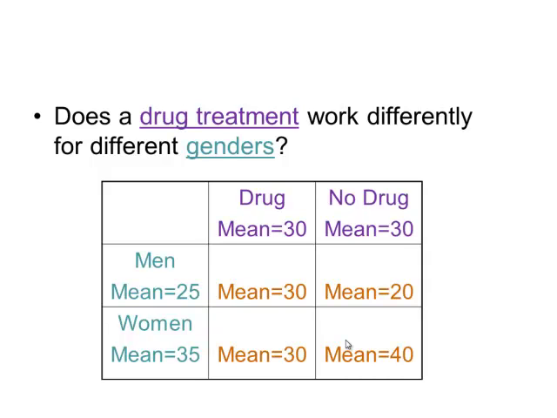In the men group, the score was higher for the men who took the drug than the men who did not take the drug. But the opposite is actually true for women, where the women who took the drug had a lower score than the women who did not take the drug. What that means is how effective the drug is depends on whether you're a man or a woman, and that is an interaction.